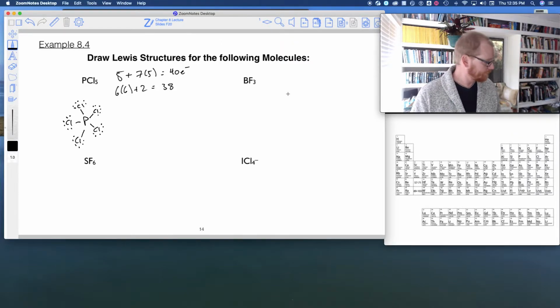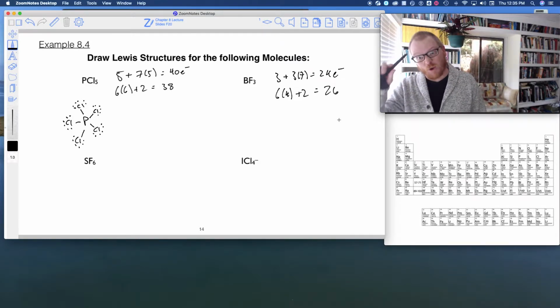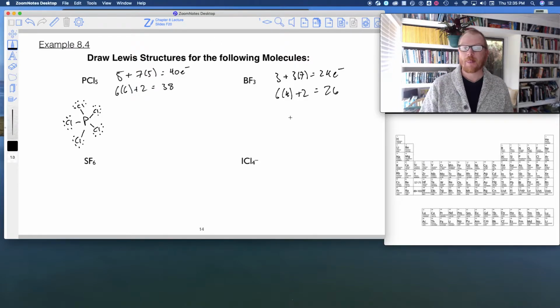BF3. 1, 2, 3 for boron, 7 for fluorine, and there's 3 of them to give me 24 valence electrons. What about Clark's rule? 6 times 4 plus 2 gives me 26. So, do I expect double bonds? Maybe, from Clark's rule. However, boron is an exception. Boron often just takes 3 bonds or 6 electrons.